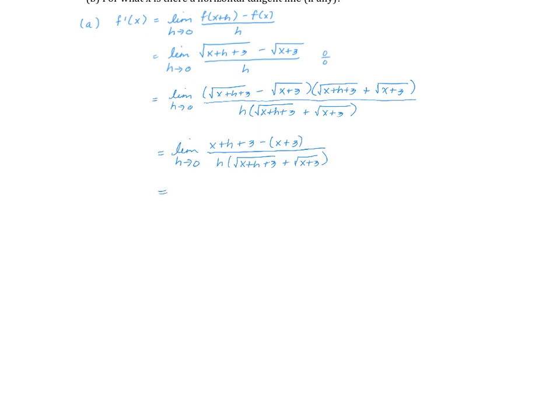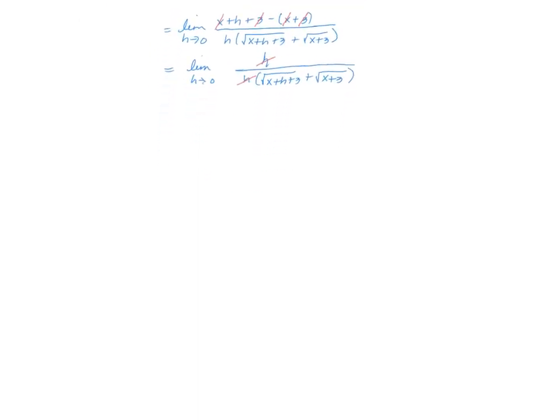So in the numerator, this is going to cancel, right? X minus x is gone. And this is going to be a 3 minus 3, so that's gone. And now my limit as h goes to 0 will be h over h times this hot mess. You see why I left it factored? It's easier for me to reduce. So I could see that the h's will cancel.